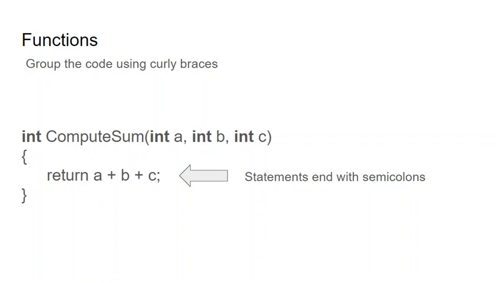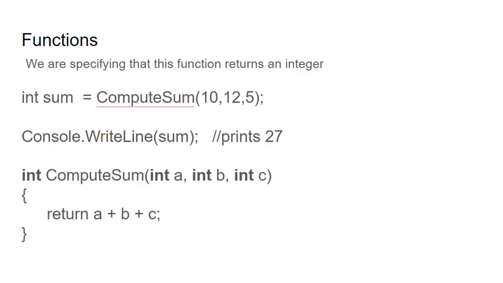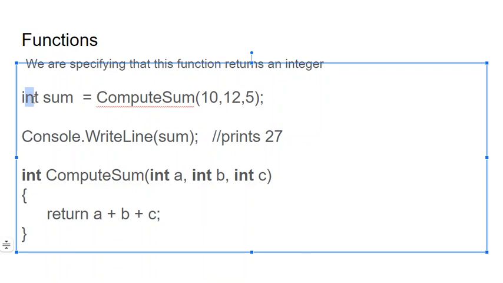All right, now, how would we actually use this in practice? Well, let's make a little example here. What I've done here is I've made an integer called sum. Make me an integer called sum, and then I'm going to call my compute sum function and drop in 10, 12, and 5. So remember that the equal sign means evaluate the expression on the right and assign that to the variable on the left.